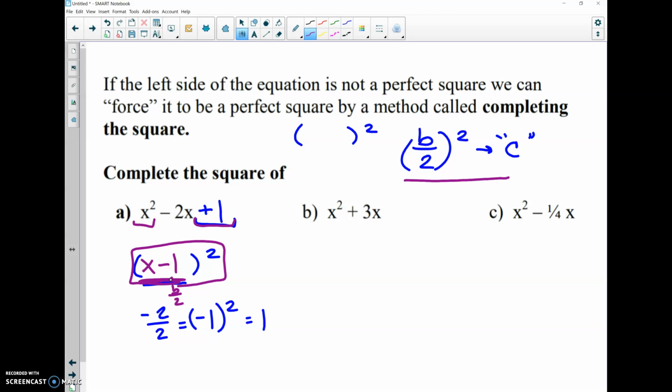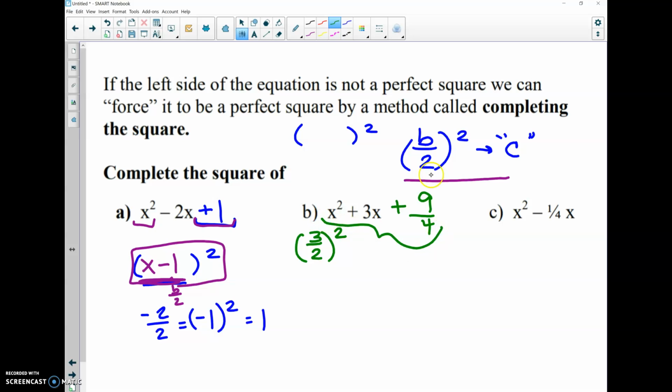All right, part B, x squared plus 3x. How is this one a little more challenging? Well, b is no longer an even number, it's 3. So we're going to go through our process here. b divided by 2, 3 divided by 2, and squaring that. 3 divided by 2 squared, 3 squared is 9, and 2 squared is 4. That would be what we are adding to make this a perfect square trinomial.